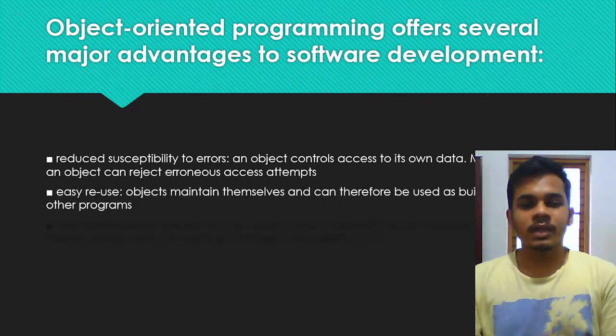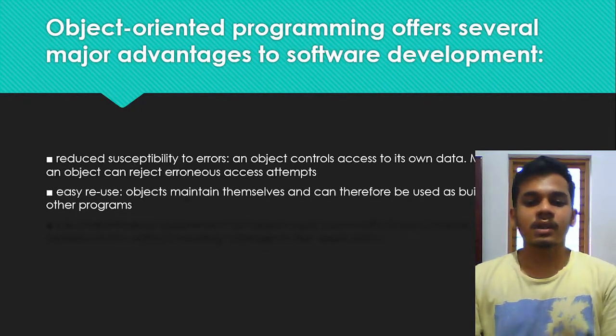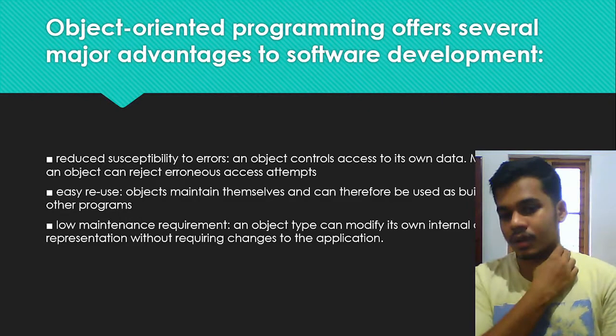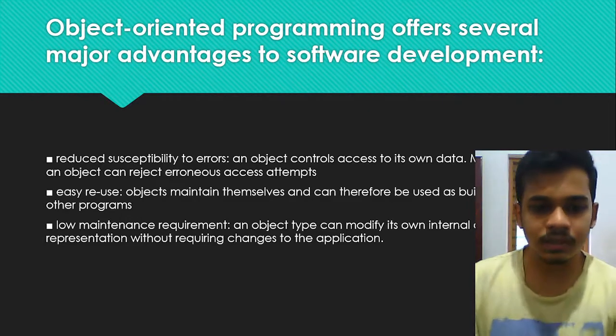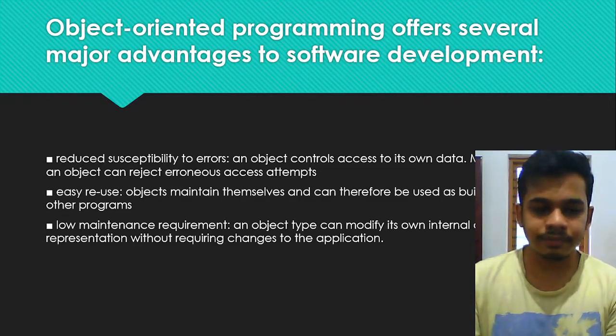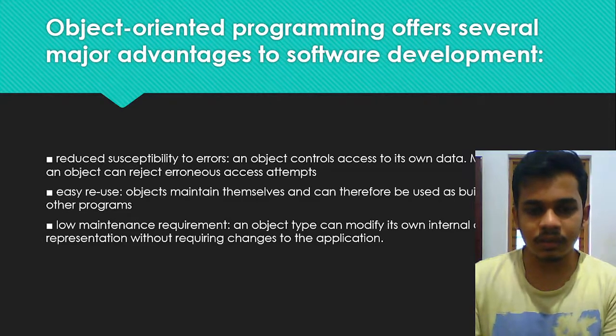Then it will be easy to reuse. Objects maintain themselves and can therefore be used as building blocks for other programs too. Low maintenance requirement: an object type can modify its own internal data representation without requiring changes to its own application. So as you can see, these are the main advantages in software development. Now let us move to the next slide.